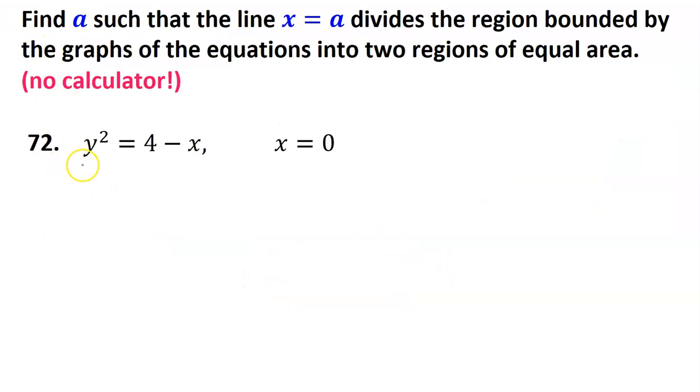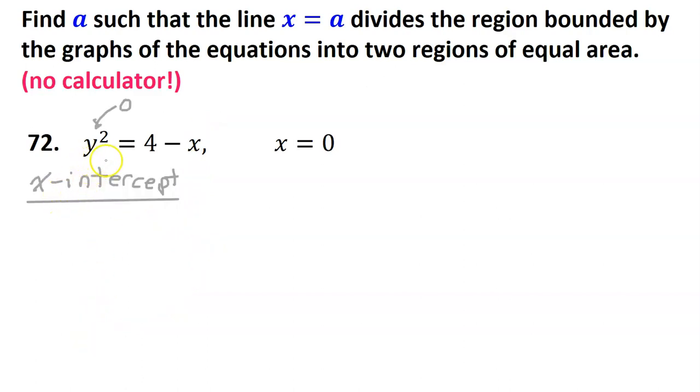For number 72, we need to find A such that the line x equals A divides the region bounded by the graphs of the equations into two regions of equal area. No calculator. Notice that x equals 0 is the y-axis. The y squared means that we're talking about a parabola. The fact that y is squared and not x squared means that it is a sideways parabola. The fact that the x term is negative tells me that this is a sideways parabola that is facing towards the left.